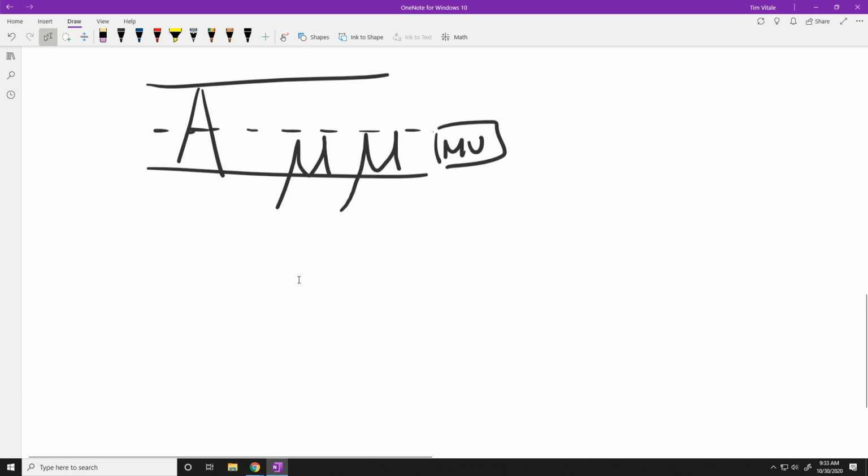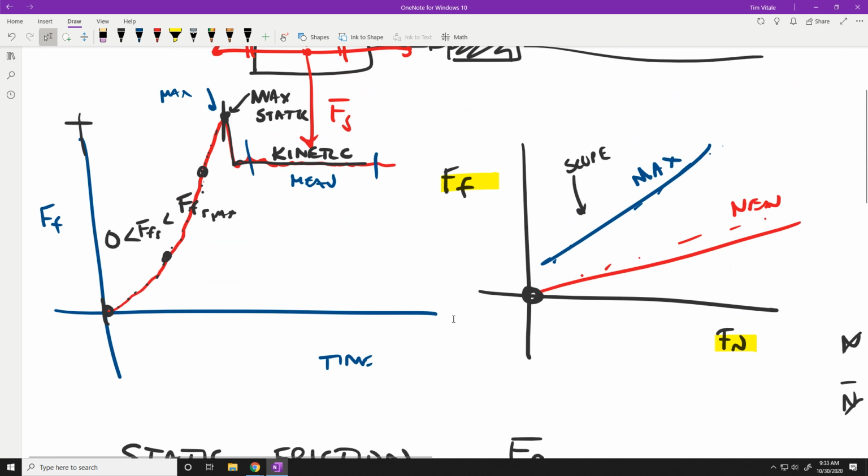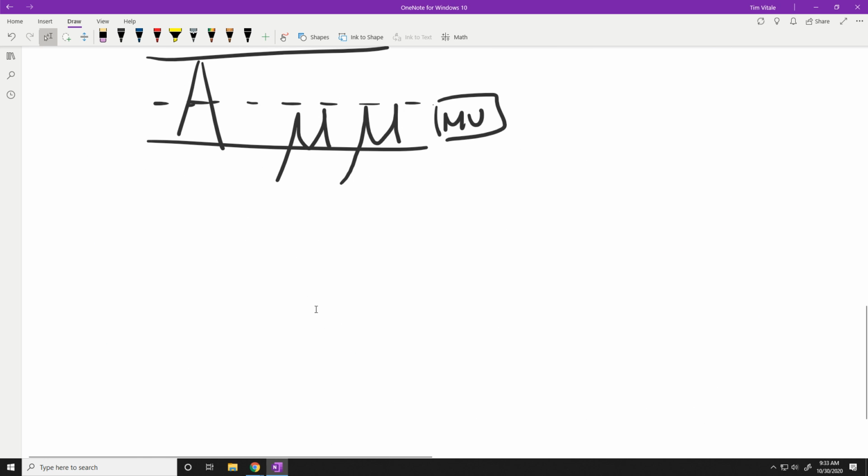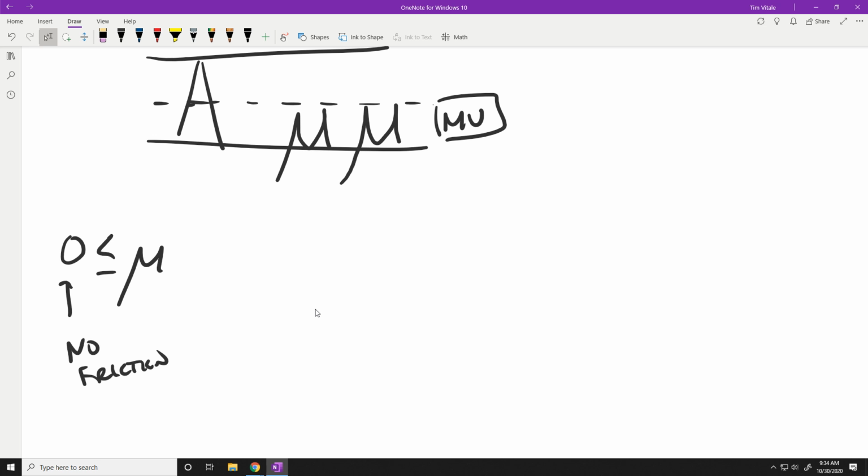And so we can have two different mu's, right? This is going to tell us the mu of the max static friction, and this is going to tell us the mu of the kinetic friction. And that coefficient just tells us how frictiony something is. It usually is greater than 0. If it is 0, then that just means that there's no friction. And it's usually smaller than 1.